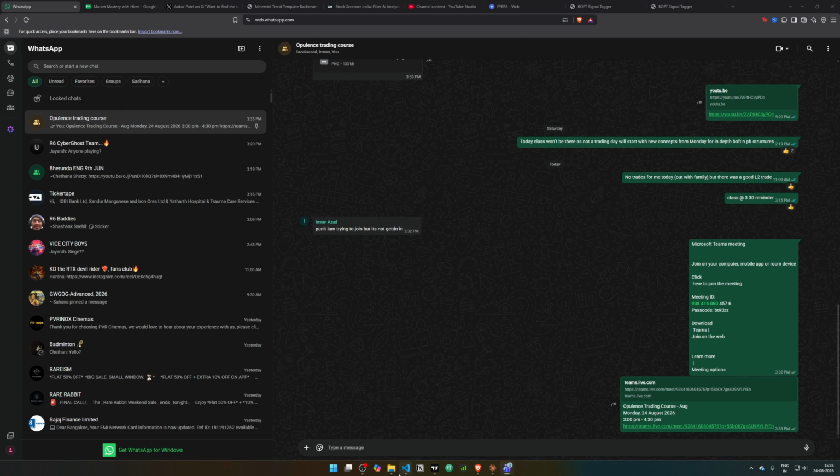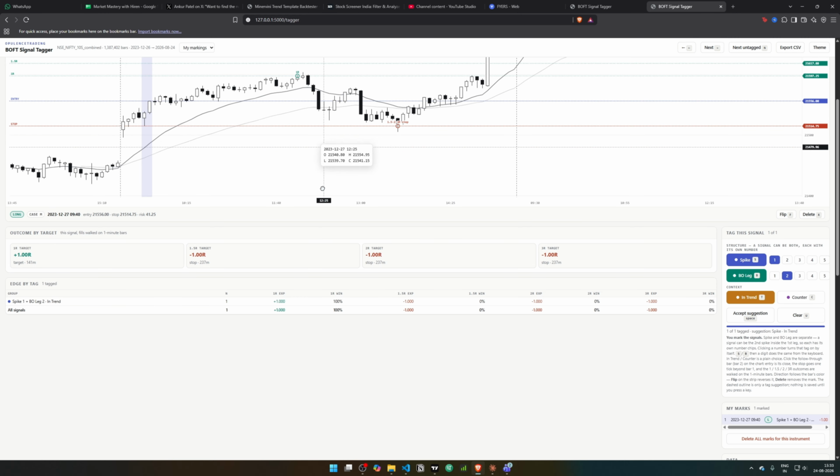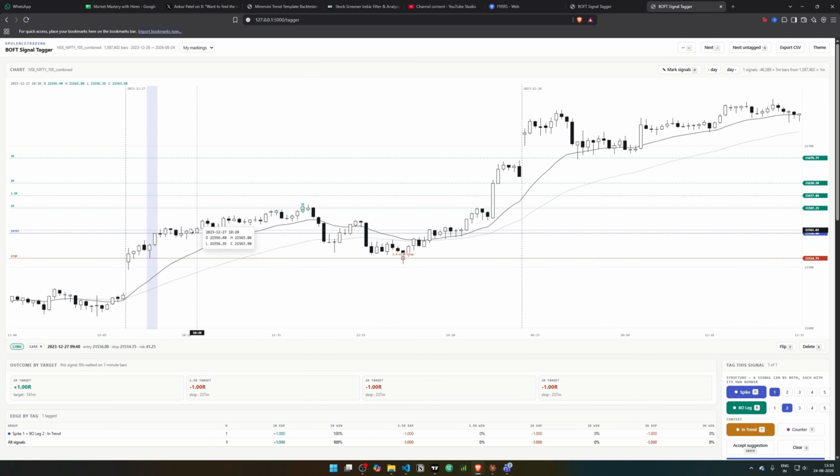I did test the first 5 minutes reversal or continuation pattern after a big gap up or a gap down. That doesn't work. Apart from that, I'm trying to get this thing working.